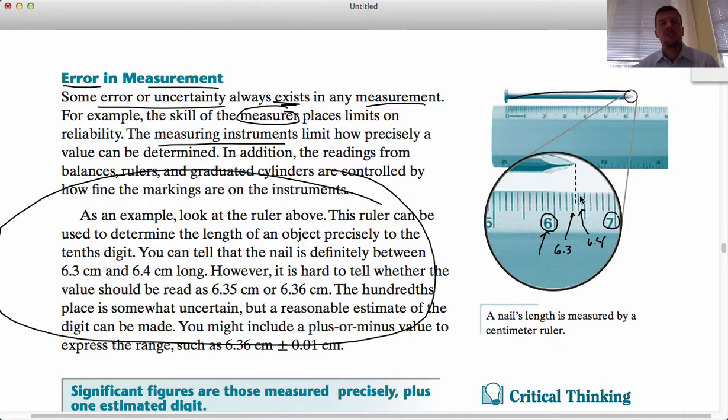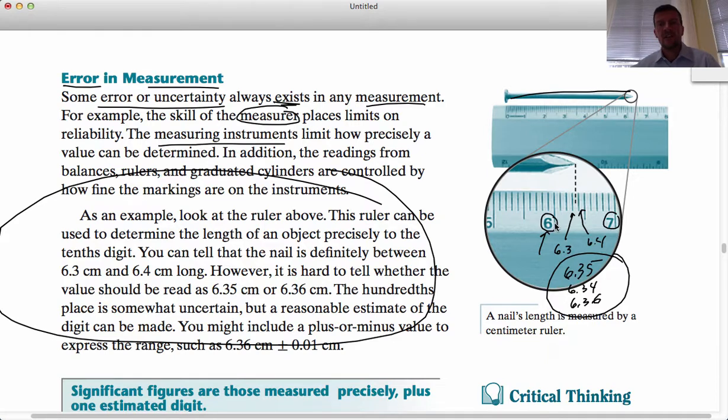Now here's where the differences lie. Some people that measure this say, well, I get to guess now. I get to guess one more value. You're allowed to guess one more value after the however many you are certain of. So I would say, well, I think it's right in the middle. So somebody might say it's 6.35. Somebody would say, no, I think it's actually 6.34. Somebody might say it's 6.36. All of these are valid measurements.